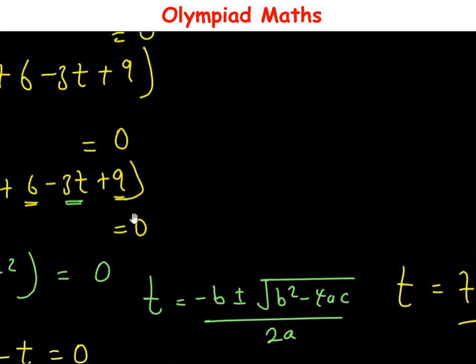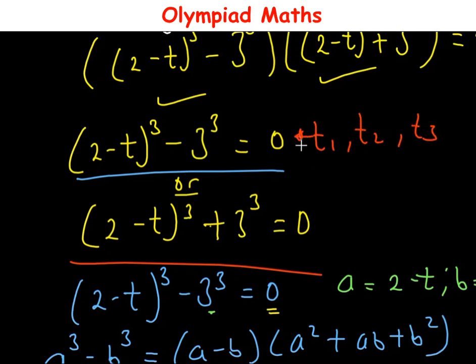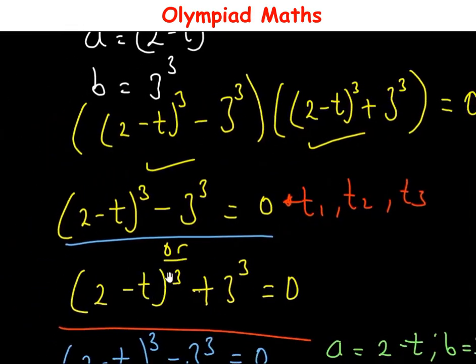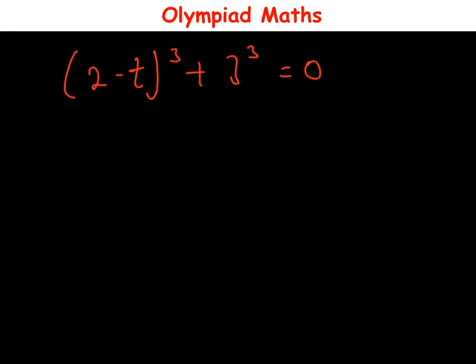So from this other equation right here, the second equation, which is 2 minus t all raised to power 3 plus t raised to power 3 is equal to 0. Let us then solve for the other values of t. Okay, we've gotten t1, t2, t3 from this equation. So then, working with this, we have it as in bracket 2 minus t all raised to power 3 plus 3 raised to power 3 is equal to 0, right? Let's check it out. Yes, 2 minus t raised to power 3 plus 3 raised to power 3 is equal to 0. So we have this right here. Let us then solve this.